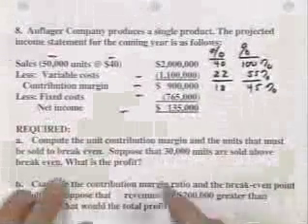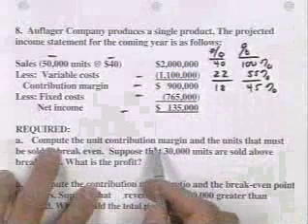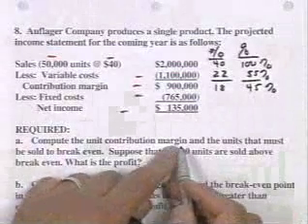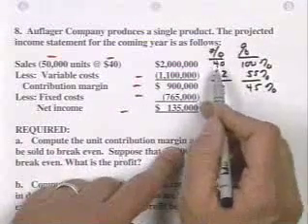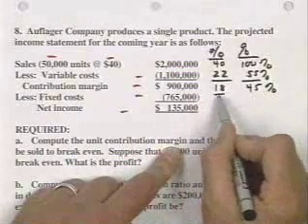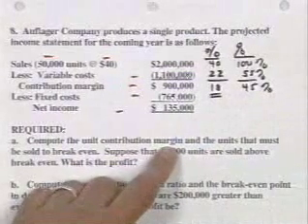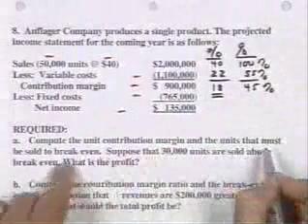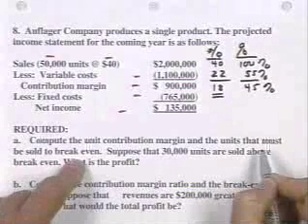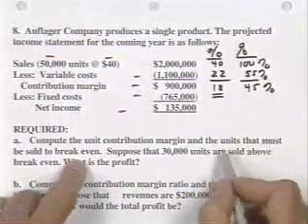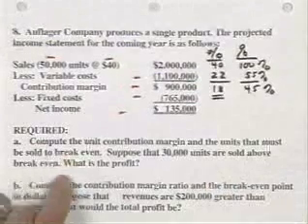So the first question, compute unit contribution margin. Well, unit contribution margin would be 40 minus 22, or 18. So that's the unit contribution margin. And the units that must be sold to break even. So the next part is, how many units must be sold to break even? Well, the break-even equation is fairly easy.